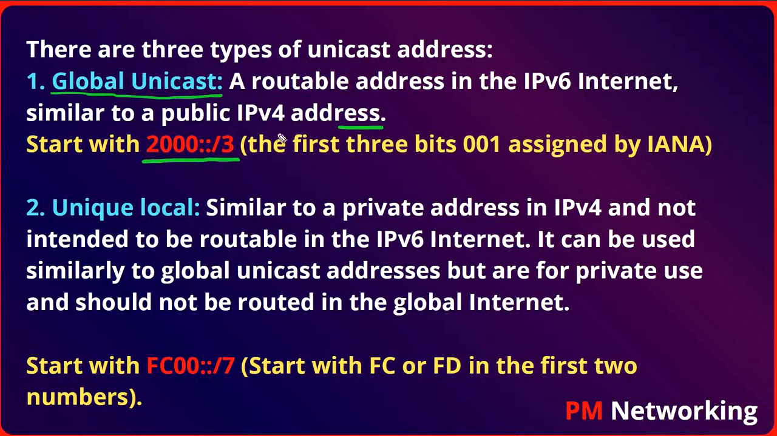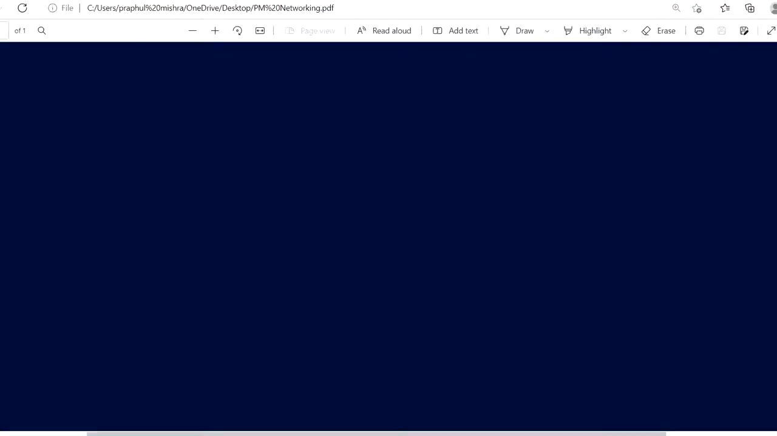This IP address will start from 2000::/3, and you can see, guys, these 3 bits are reserved by IANA. The first 3 bits, 0, 0, 1, are assigned by IANA. So you can't change the first 3 bits, right? If I talk about an IPv6 address, let me take one example over here.